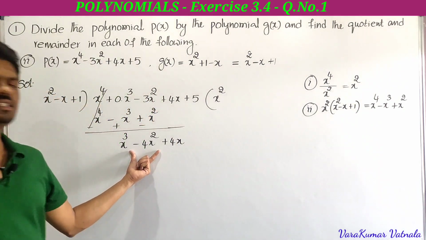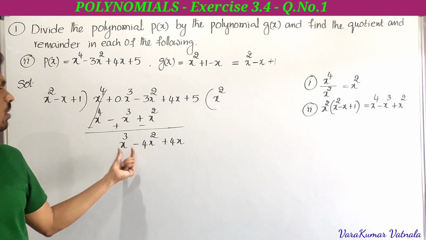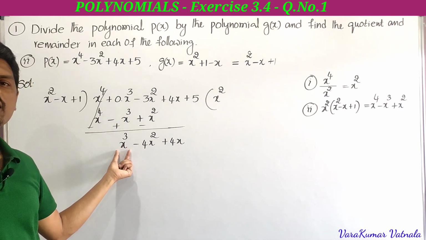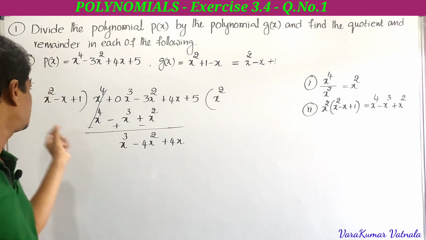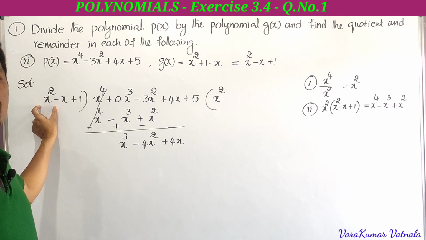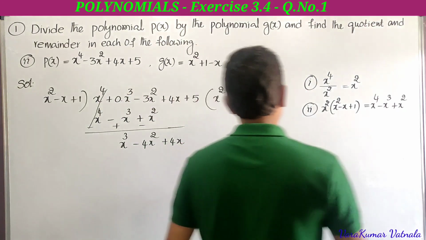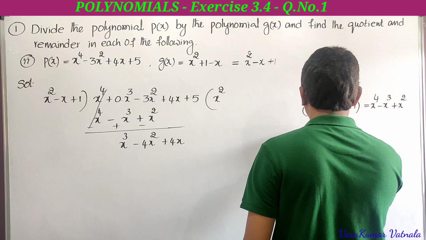Now this is the new dividend. Again, in the next step, we have to divide the highest degree term of the dividend by the highest degree term of the divisor, that is x cube divided by x square.